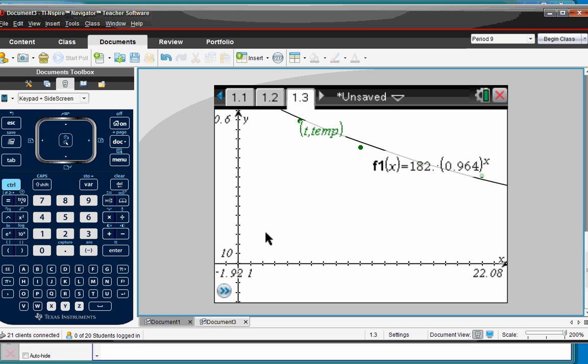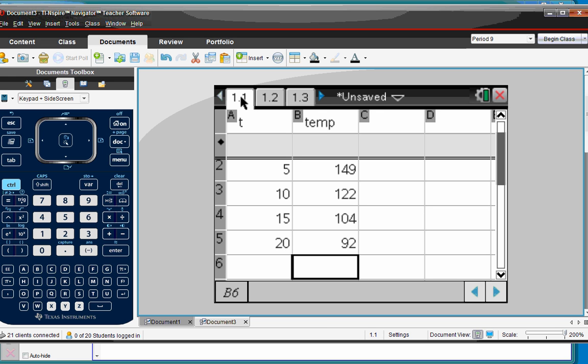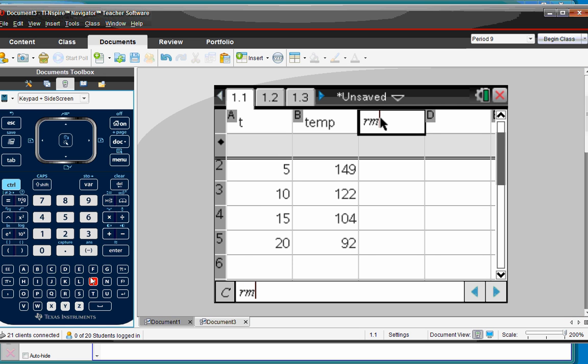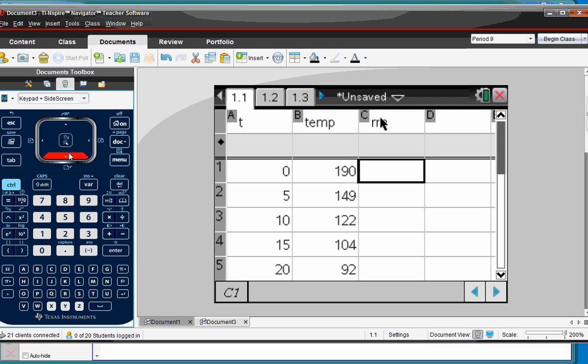Okay, what's the whole point of this problem? The whole point of this problem is for you to understand that this function actually has a translation, that they're moving this whole function up. So how do we go about doing this? If I go back to this information with my data, we need to add another column here. And this column is going to be called my room temperature, RM. We're going to label that RM for room temperature. And you know what we're going to do?